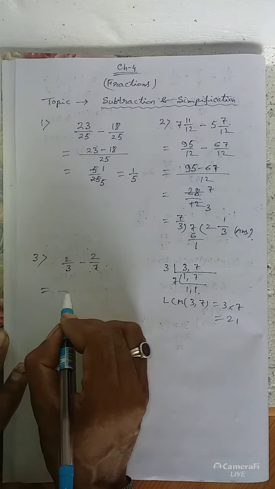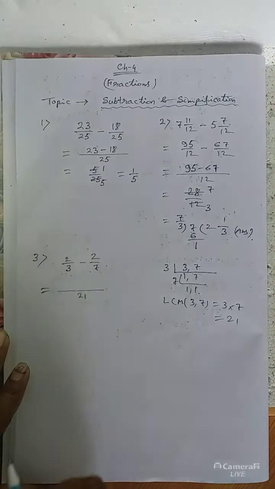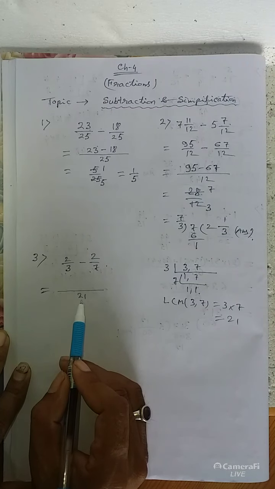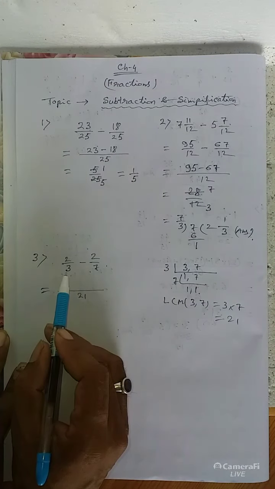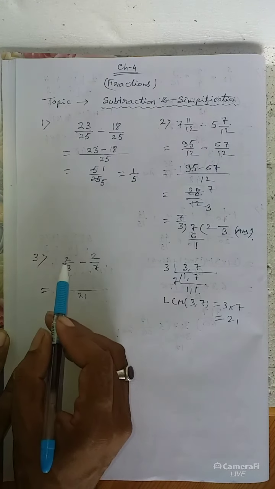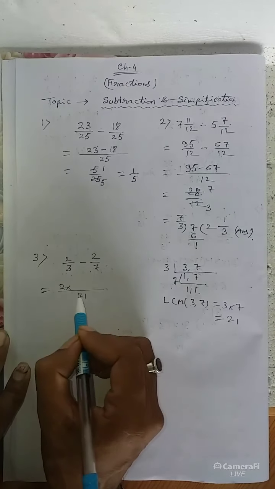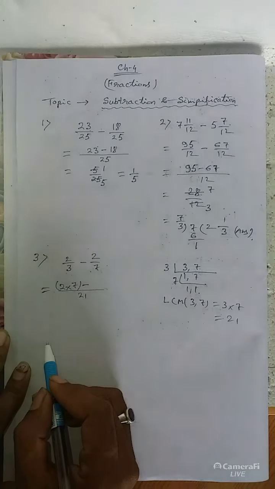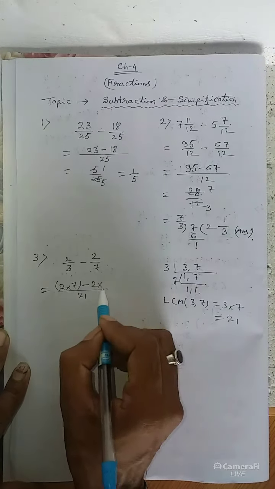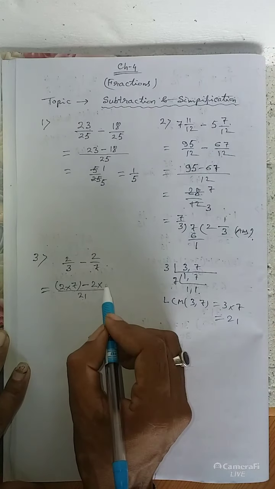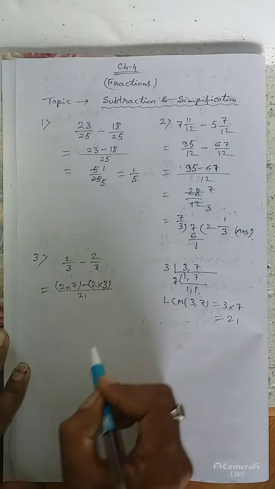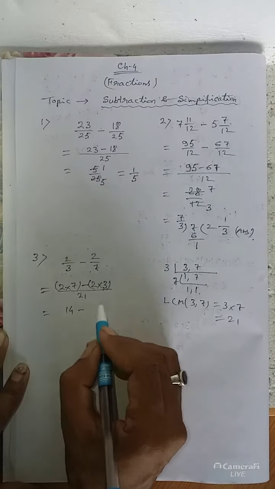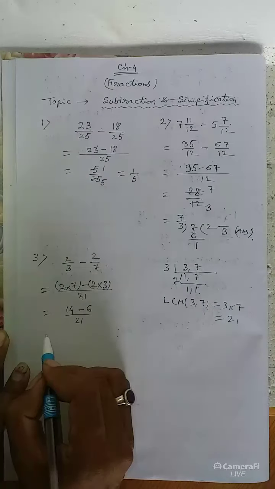Now we will take 21 as the denominator. Now divide this LCM by the denominator 3 first. 3 7s are 21, and multiply with 2. So 2 multiplied by 7, minus, also divide 21 by 7, 7 3s are 21, 2 multiplied by 3. Now find the products first. 2 7s are 14 minus 2 3s are 6 by 21.